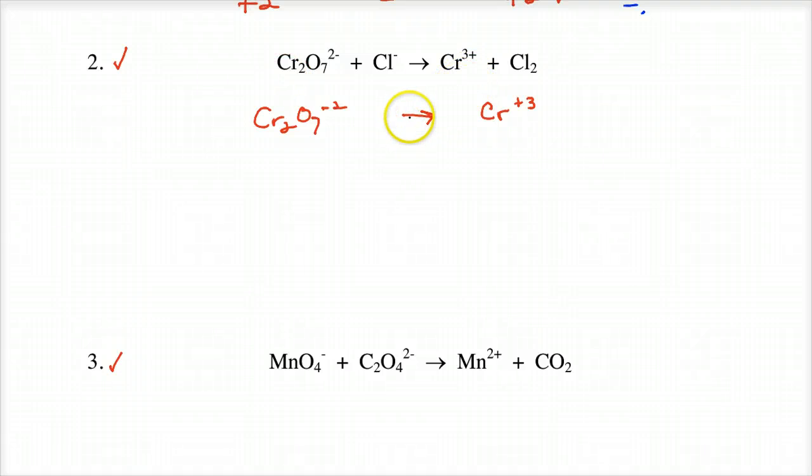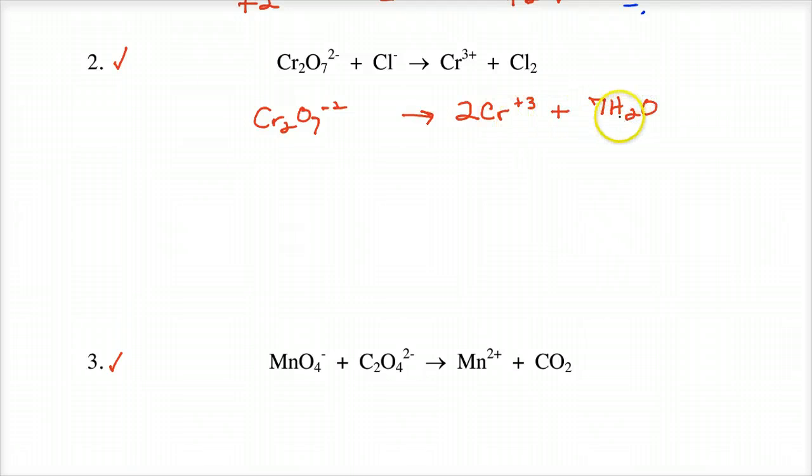Okay, so the first thing I have to do is balance my chromiums. There's 1 chromium here. I'm sorry, there's 2 here. There's 1 here, so I throw a 2 right there. Now balance the oxygens. 7 over here. Oh, there's none here, so I need 7 waters.